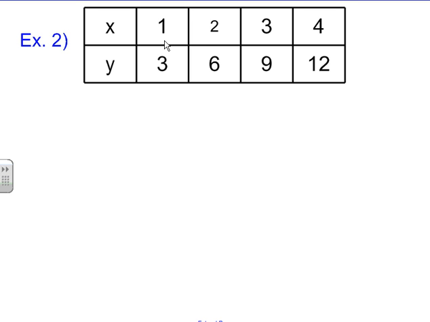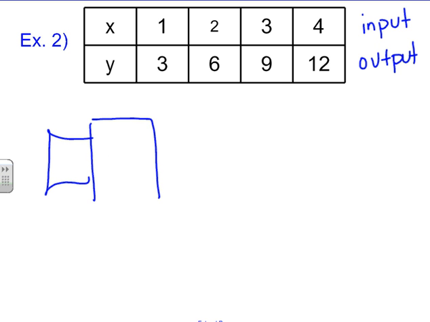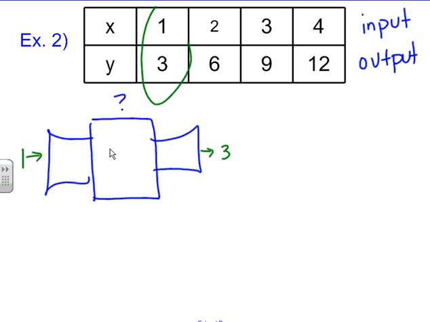I have the numbers 1, 2, 3, and 4, and those are my inputs. And my outputs are 3, 6, 9, and 12. Again, I'm going to use this idea of the function box or function machine, however you want to talk about it, to relate what is going on. So we're going to take these first numbers, 1 and 3. I'm going to put 1 into the function machine, and out is going to pop a 3. Since it seems to be getting larger, I know that I'm either adding or multiplying. One of those two things at least is happening.